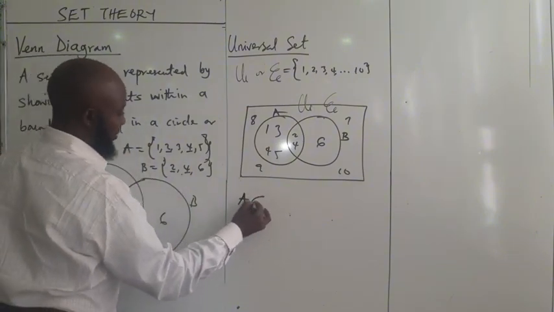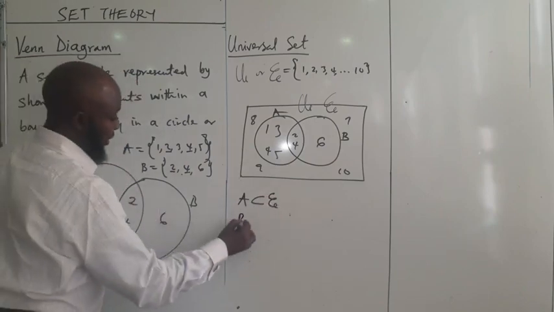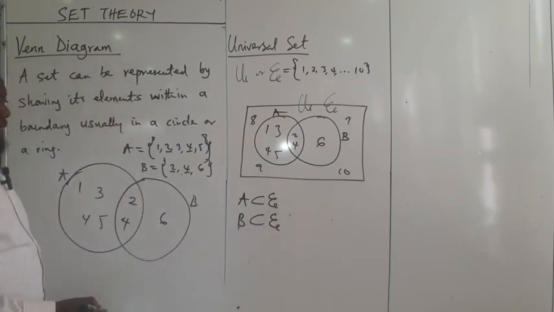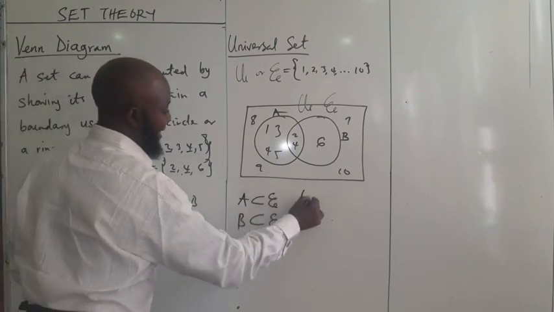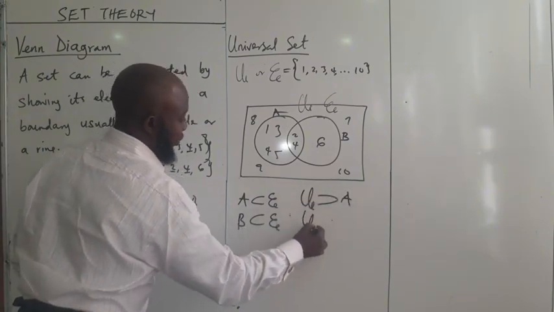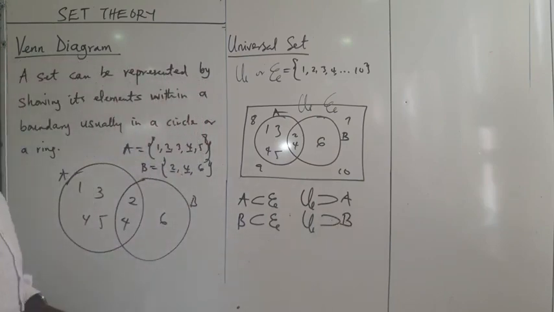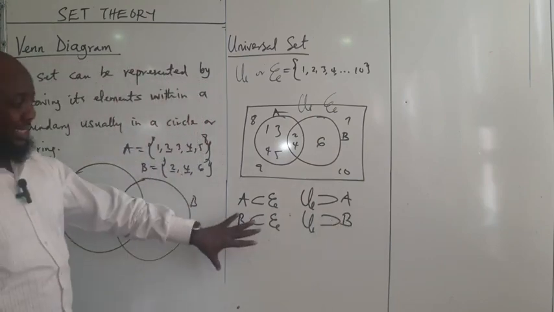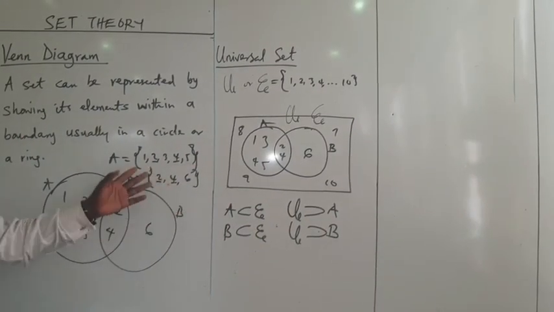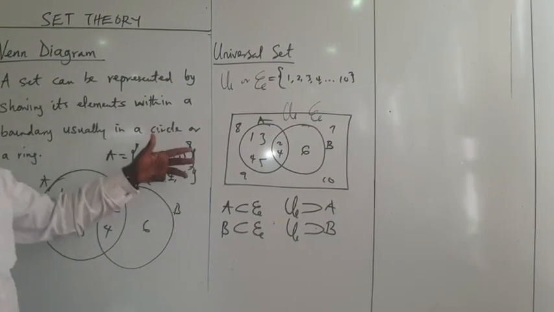Which means that set A is a subset of what? The universal set. Also, B is a subset of what? Of the universal set. Meaning that the universal set is a superset of A, and the universal set is also a superset of B. You understand? That's what I want you to understand. We'll be going back and forth on all those terms so that you don't forget them and you'll know how to apply them by the time we start solving problems.